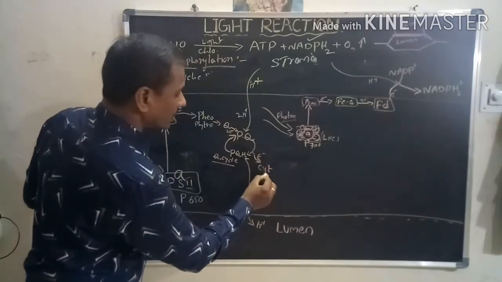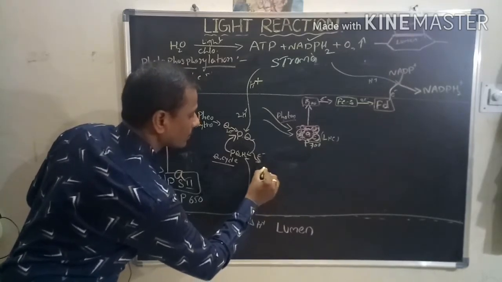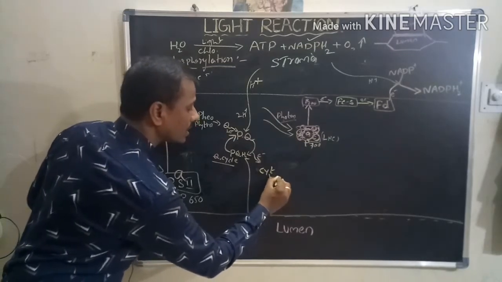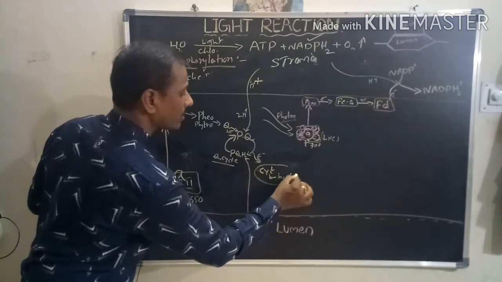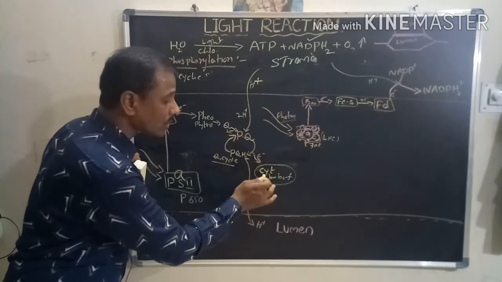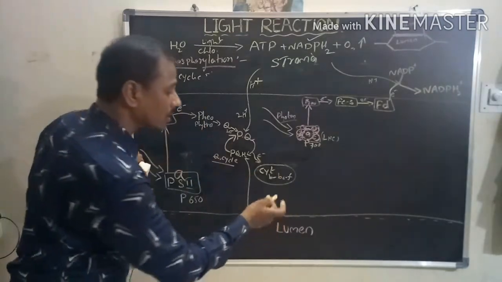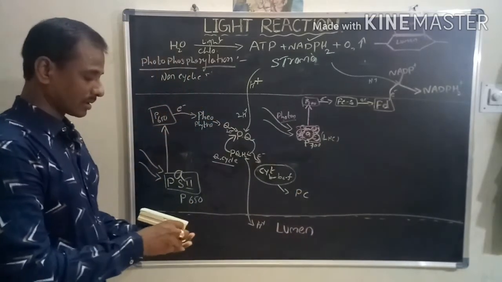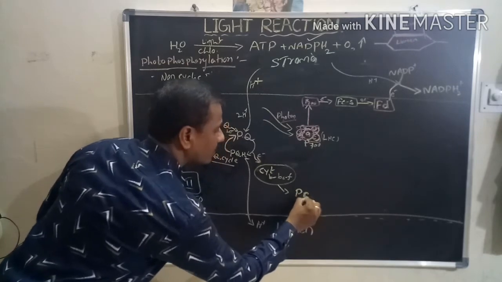See next. The next protein is cytochrome. This is a cytochrome protein. It contains cytochrome B6 and cytochrome F. This is a protein molecule. It is a receiver of electrons from the plastoquinone. The cytochrome receives the electron, goes through reduction, and also transports the electron to another protein, that is plastocyanin. Another protein is here, that is plastocyanin.